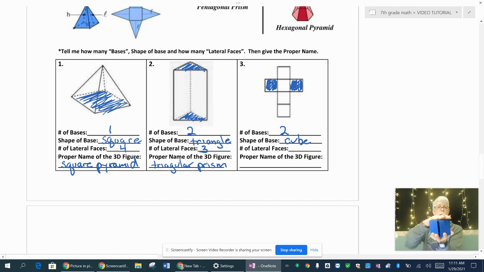Okay, so if there's two bases, then there's going to be four faces because we all know that a dice has six sides. So if two of them are bases, then four of them are faces. Oh, and I just saw a mistake. All right, so we're going to move forward. It says proper name of this 3D figure is a cube. And up here, I made a mistake. I wrote cube up there. I should have written for my base the word square.